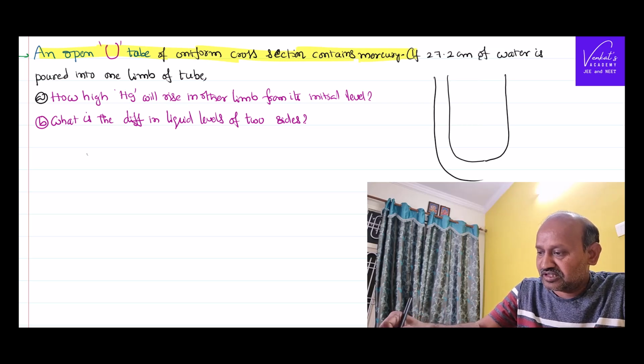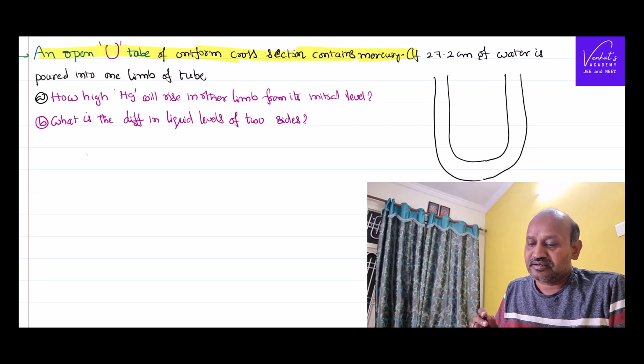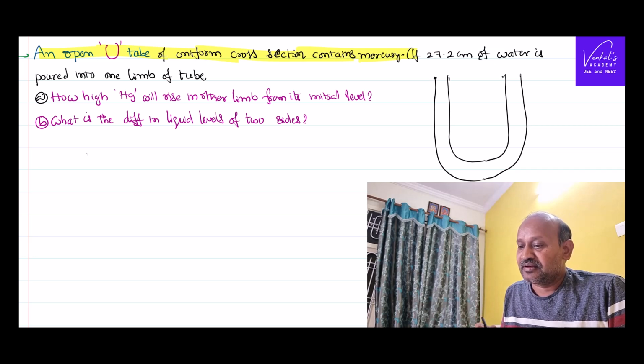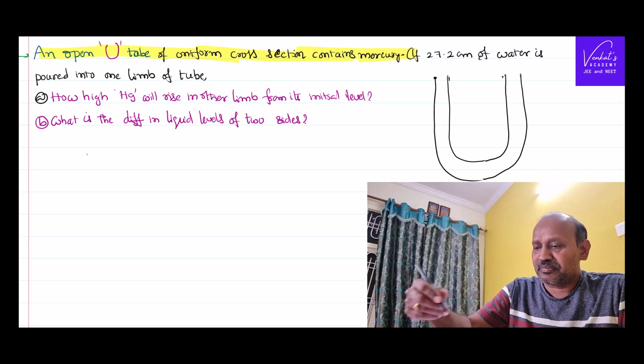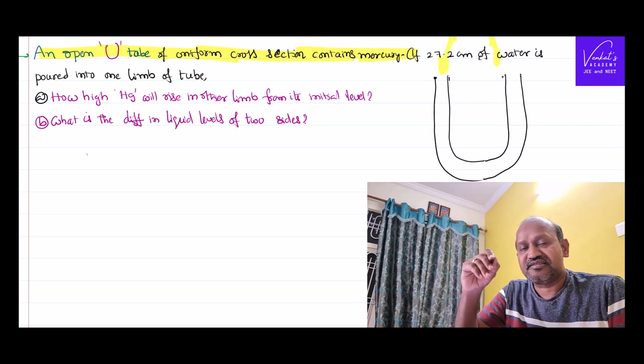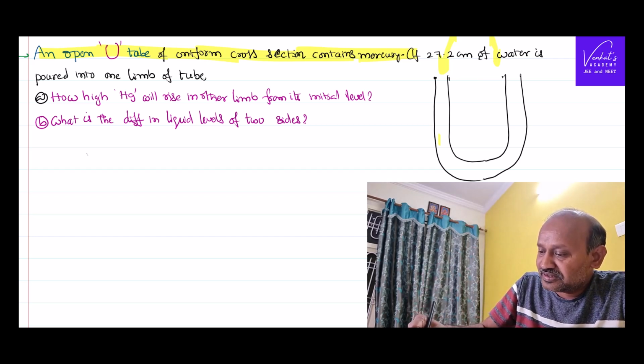I have drawn intentionally a big one just for the sake of understanding. It could be a thin tube of uniform cross section. Assume that all these cross sections are uniform. It contains mercury. So you have poured mercury into it. When you pour mercury into it, it settles such that it is equal in both the limbs. This is the meaning of the first part of the problem, right?